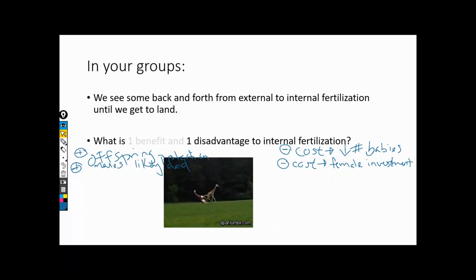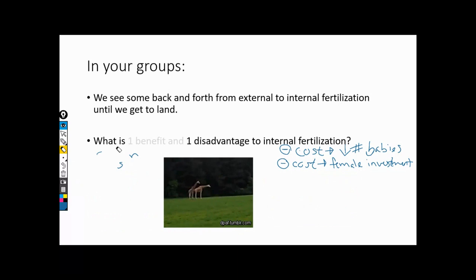Okay, so let's then think about the opposite. I don't have a clean slide in between, so you guys are just going to have to laugh at the difficulty of internal fertilization, I guess. So let's think of the opposite and do the same for external. So what are the benefits and disadvantages of external fertilization?